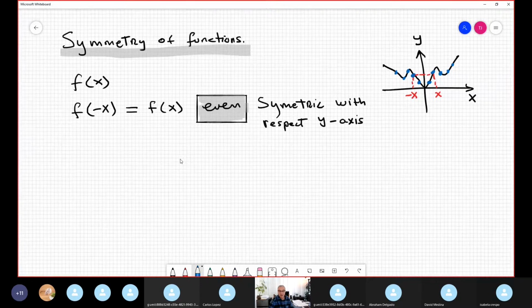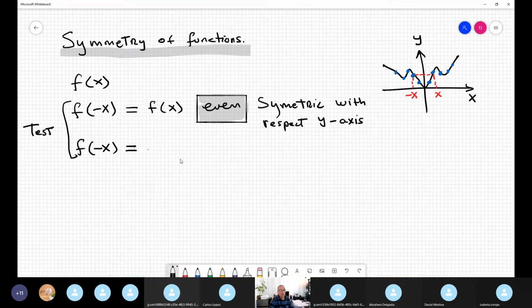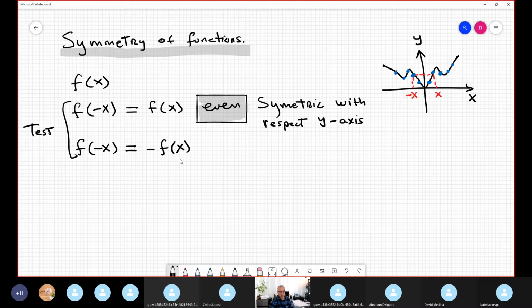Another possibility of the symmetry is when you replace x for negative x. This is the test of symmetry. Replace x for negative x. You get completely opposite signs. So this negative I introduce artificially inside the parenthesis magically happens to be outside the parenthesis now. When a function satisfies this condition, it's because it's an odd function.